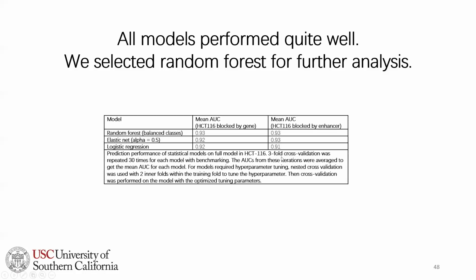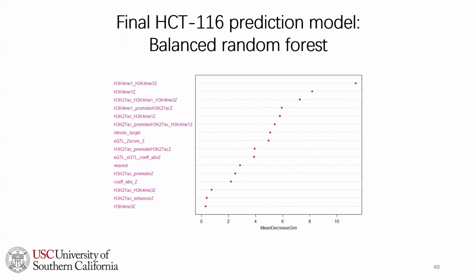And this is, again, threefold cross-validation repeated 30 times. And this was done with benchmarking, so these are straight apples-to-apples comparisons. And so here's the same kind of figure, the mean decrease in the Gini coefficient. You can see that the variable importance list looks a little bit different, but there's nothing here that would be considered surprising, I think.